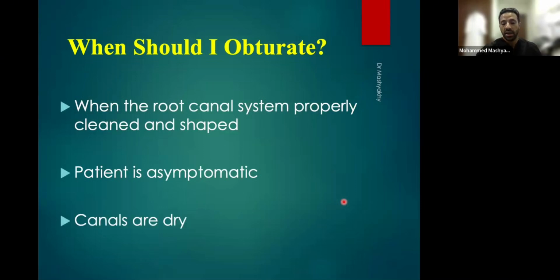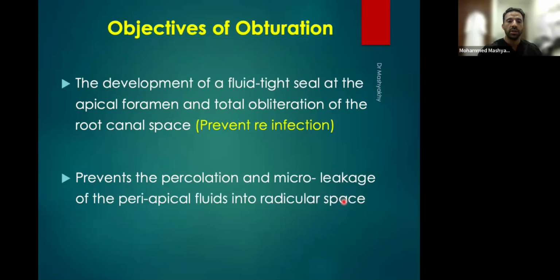The canals must be dry. Sometimes you do the cleaning and shaping, you are ready, everything is fine, then you cannot dry the canals because some oozing is coming from down, or you already went a little bit outside of the root canal system apically, so the blood comes from inside, or there is a lesion down there and there is some oozing. So if you cannot get the canal dry, never ever obturate. Okay, bring the patient for another appointment.